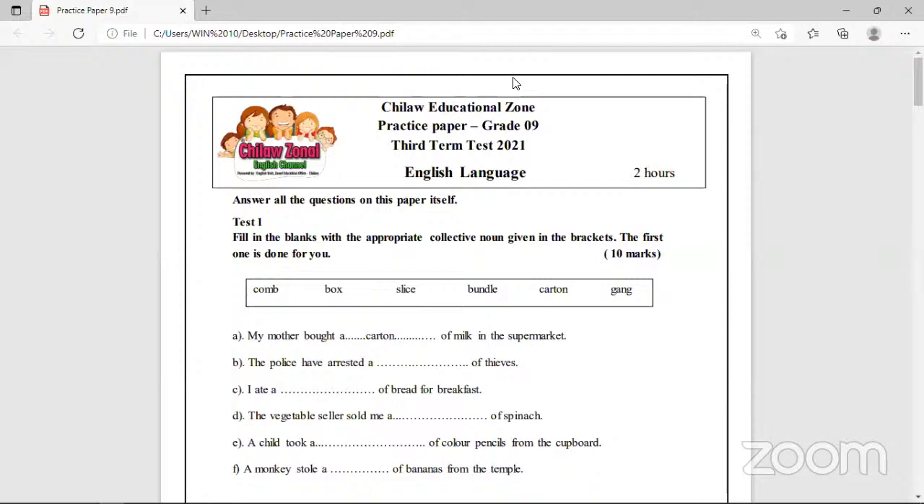Now you have been given the timetable of it. So it will be held in March. So we can discuss some possible questions here in this paper, right?